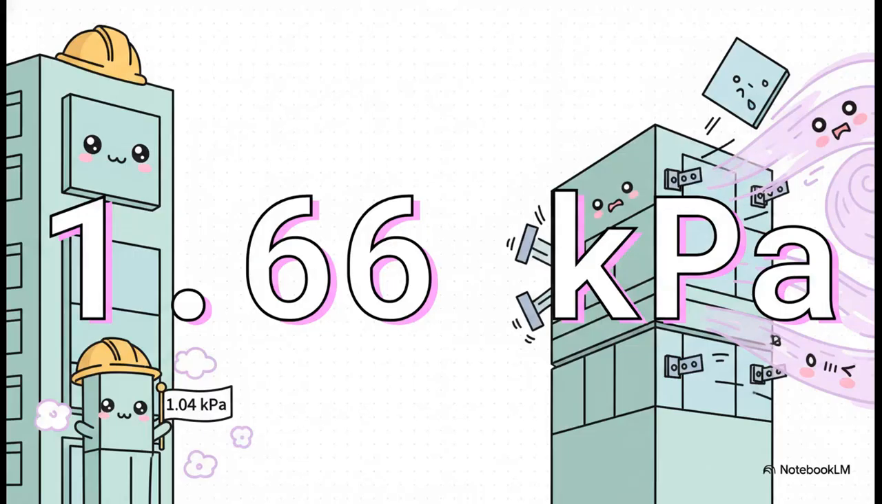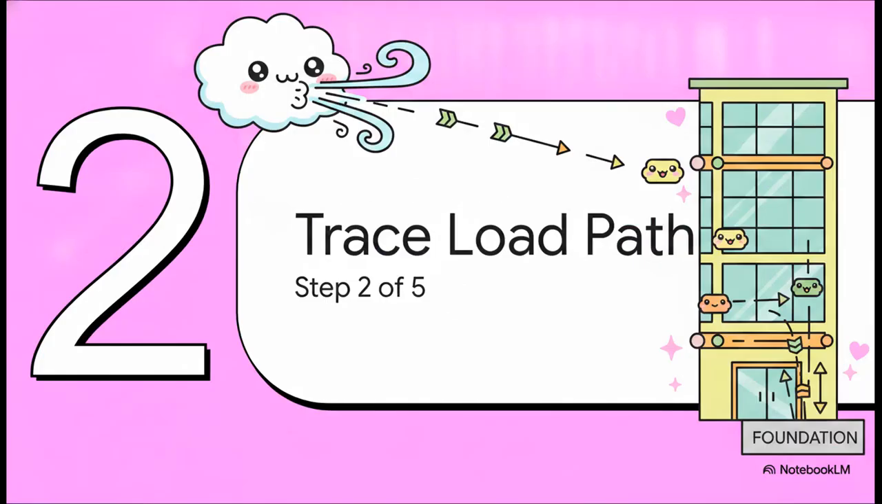Let's put some real numbers to this to see what I mean. Take a typical 30-meter commercial building in Mumbai. Our calculations show that while the normal center field of the facade might experience a pressure of 1.04 kilopascals, the intense suction at the corners jumps to 1.66 kilopascals. If a site team blindly installs standard field-rated brackets at those corners, that massive suction force could literally rip the unprepared panels right off the building. No joke.